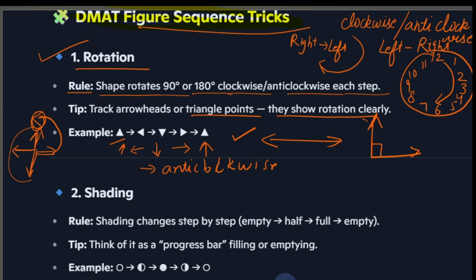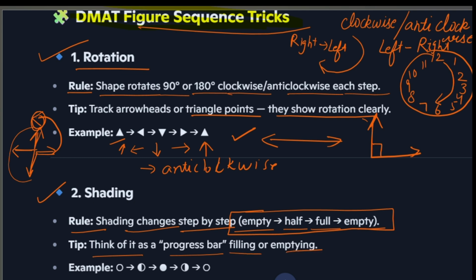Now we have the next question here, that is shading. Rule: shading change step by step, empty, half, full, empty. So this rule you have to remember. Think of it as a progress bar, filling or emptying: empty, half, full, okay? Then you have to remember empty, half, full.